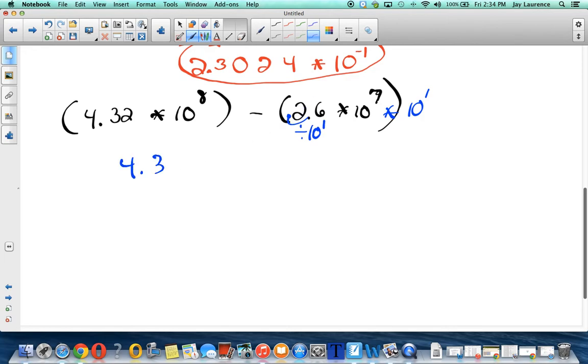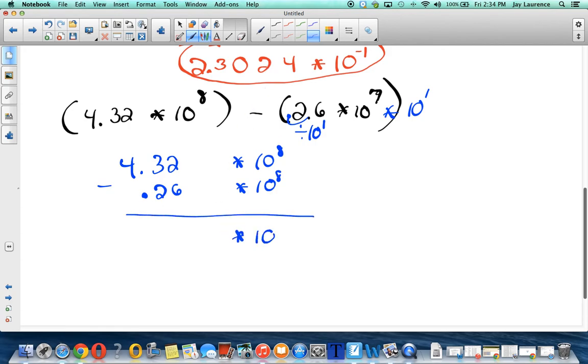So we have 4 and 32 hundredths times 10 to the 8th, and this will be 26 hundredths times 10 to the 8th. I think I might even have called it an x to the 8th previously by mistake, but it's showing you that I even think of it like a variable. It behaves like a variable. It's not a variable. Okay, 10 to the 8th is a number. It's 1 followed by 8 zeros. 1, 2, 3, 4, 5, 6, 7, 8. And so it's 100 million. But it behaves like a variable when doing these kinds of problems.